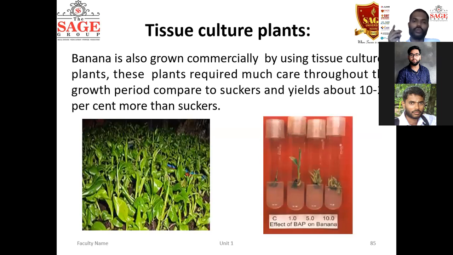So banana, it is also a commercial way of propagation in so many parts of the world as well as some parts of the country. So that is tissue culture.